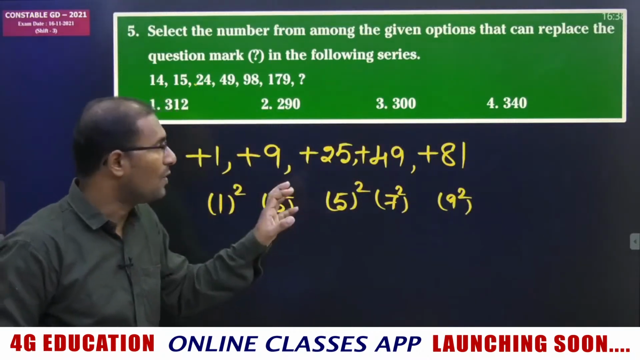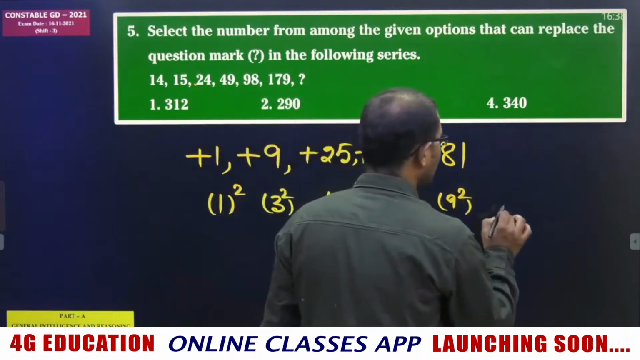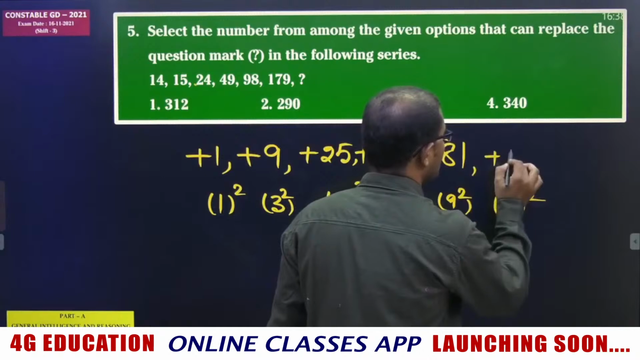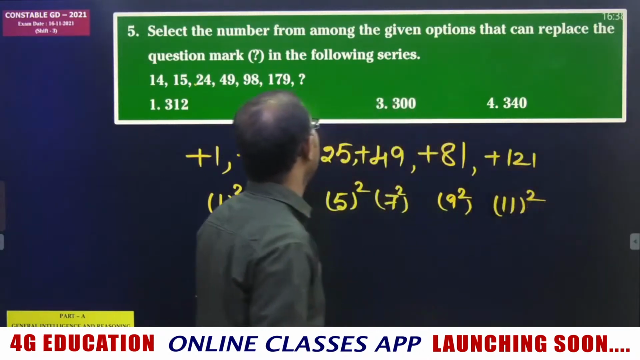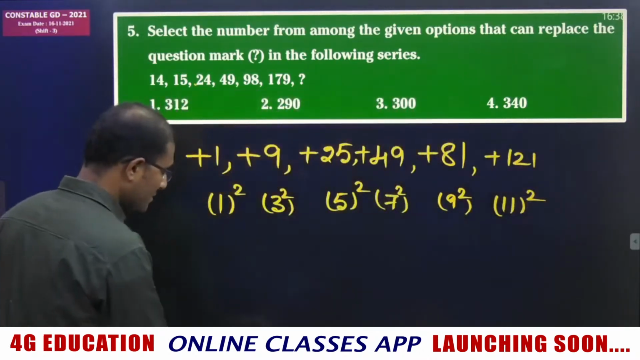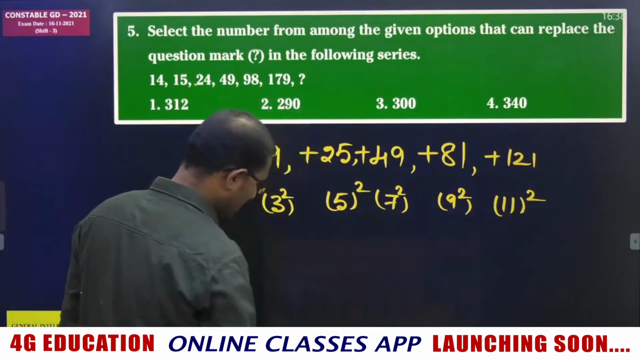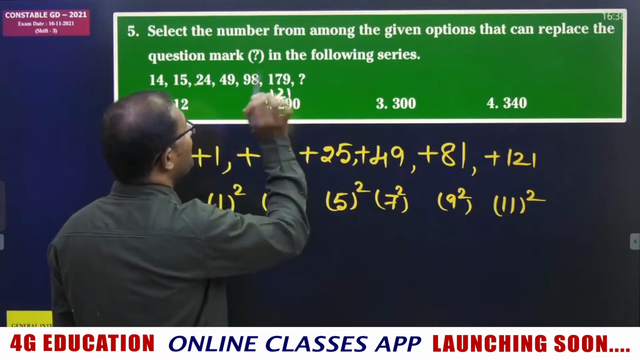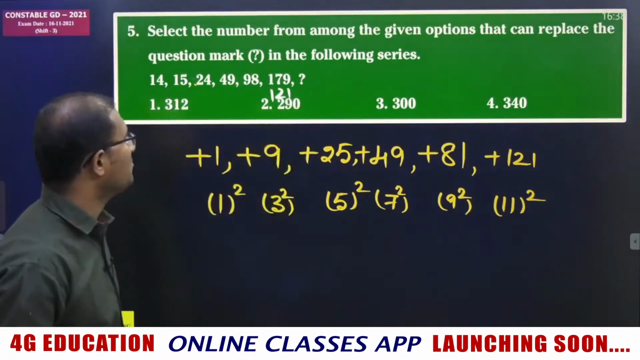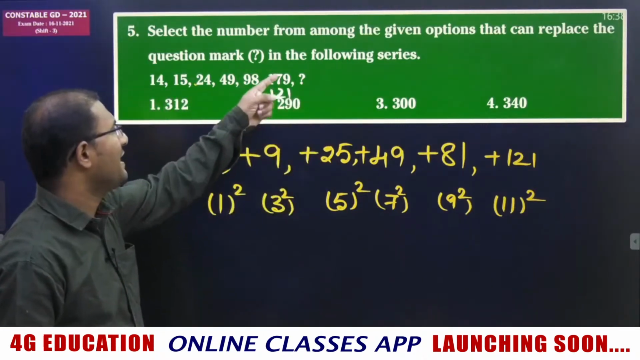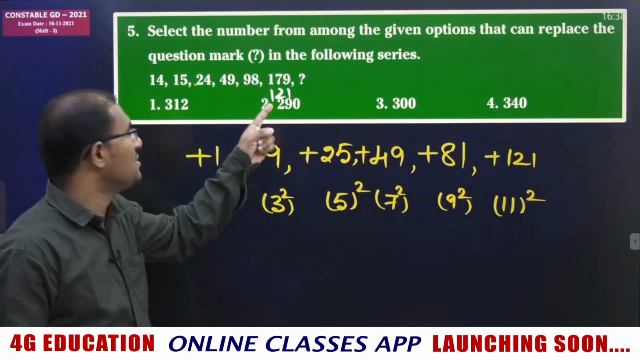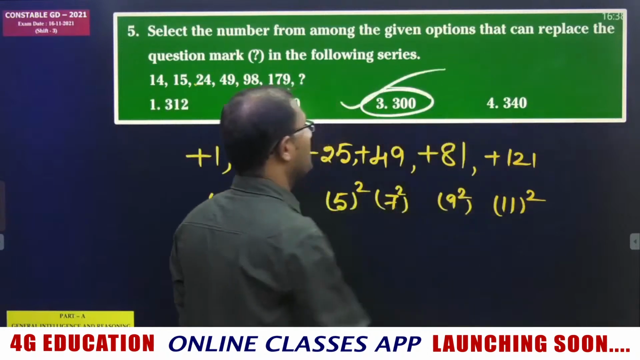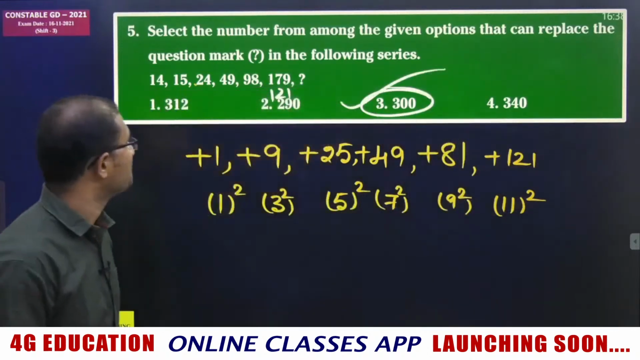So that's why what would be the next number we need to add? Definitely 11 square value. 11 square value is what? It is 121. It means 121 we have to add to 179 in order to get our answer. So 121 we have to add. 170 and 120 is nothing but 290, plus 10. It means 300. 300 would be the right answer for this question.